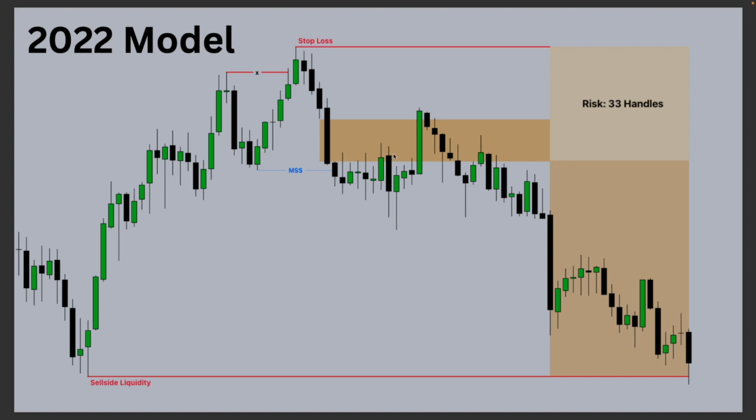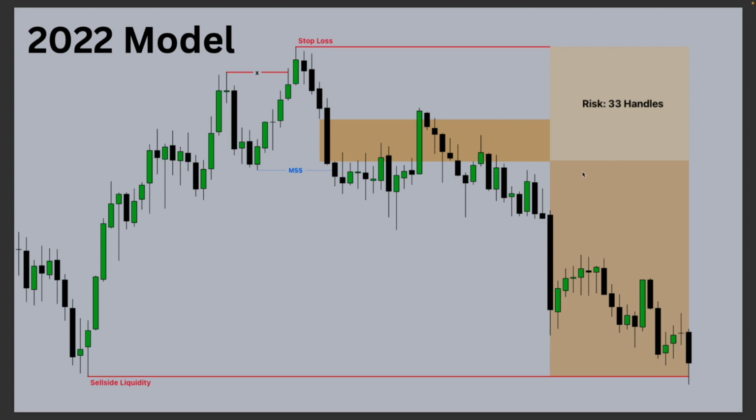So as you can see, if we were to do the traditional 2022 model, we would enter on this fair value gap here, and our stop loss would have to be where? Above this swing high, right? So 33 handles is the risk, and it's a lot of risk in terms of points, and it's a lot of drawdown you would have to watch if you were to allow price, and if you were wrong and you were to get stopped out, right? The inversion is a great way to reduce this. So this is that actual setup from the previous slides in action here.